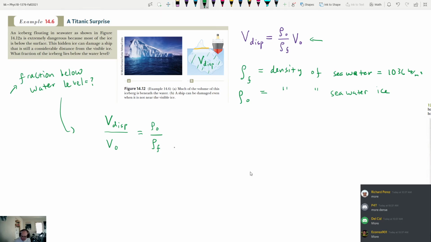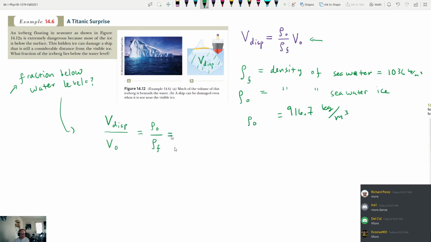I found 917. Here we go, density of glacier ice. Let's use that. So this is 916.7 kg per meter cubed. So that's rho O.